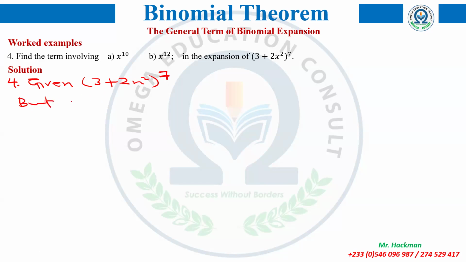the general term of what? So the general term will be what? u sub r plus 1 is equal to n combination r, a to the power n minus r, b to the power r. I want you to be quoting this.